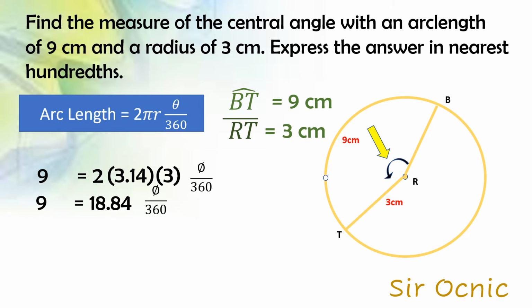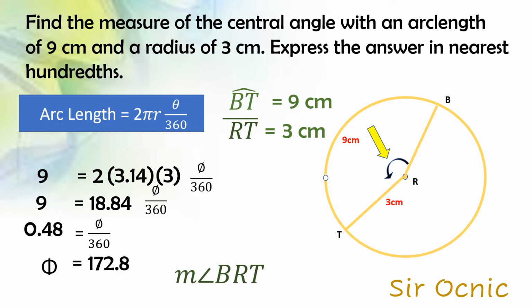Dividing both sides by 18.84, you will have 0.48 equals theta all over 360. Multiplying the whole equation by 360 to eliminate the denominator, we will arrive at theta is equal to 172.8, which means that the measure of the central angle BRT is equal to 172.8 degrees.